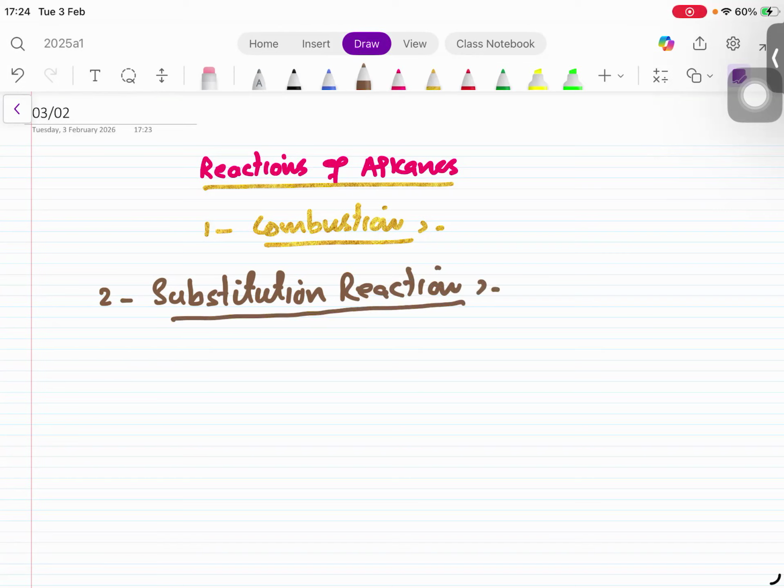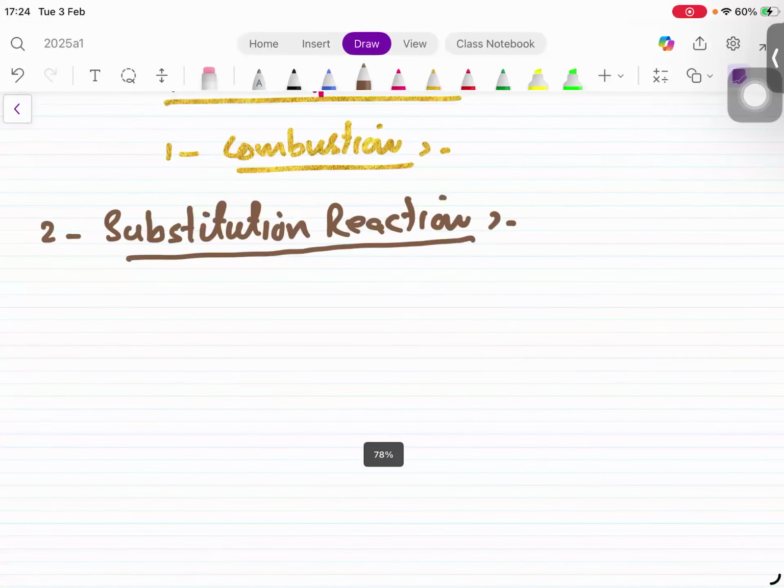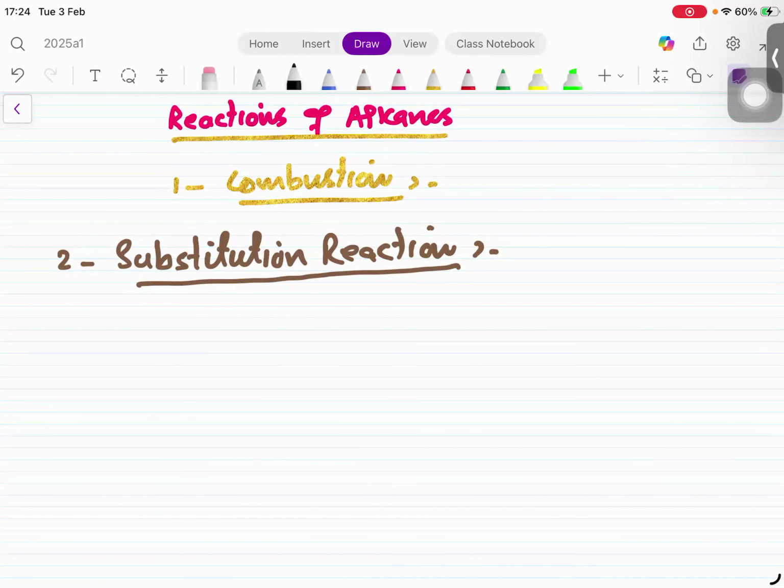First, you need to understand substitution reaction. First, we need to understand, bachcho, what is a substitution reaction?